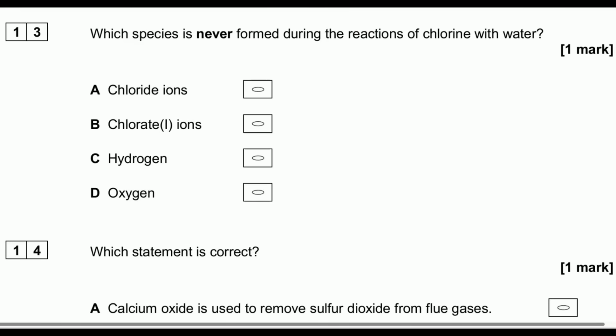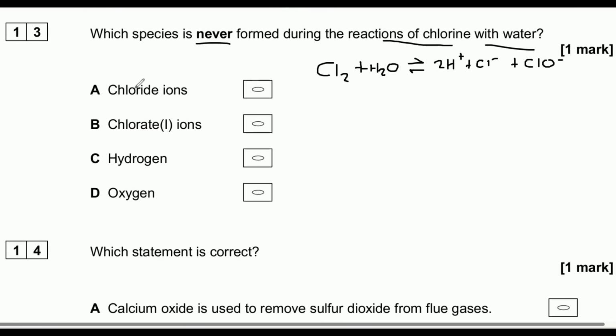Yeah, you can probably guess which one of these doesn't get formed, but let's go through the equations that you should know off by heart from group 7. And there are 2 reactions of chlorine with water you have to know off by heart. So this first one, we've got chlorine reacting with H2O, and we're going to form some hydrogen ions, some chloride ions, and some chlorate 1 ions. Now, this can answer us the first 2, A and B.